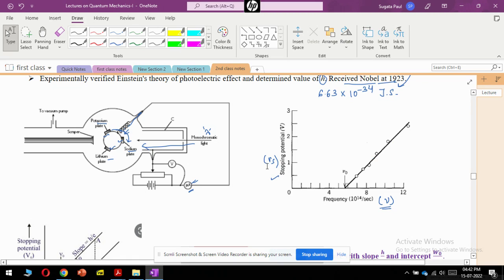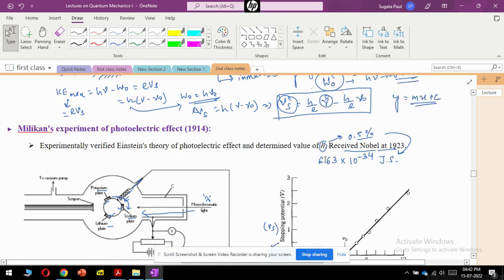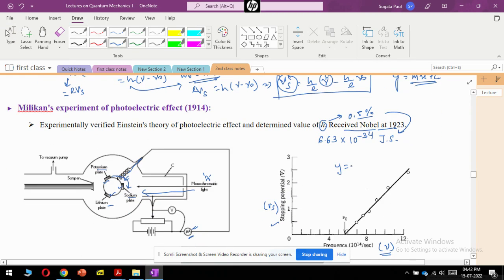This kind of relation we have seen from Einstein's theory right above here, that Vs equals h by e times nu. So this is the y equals mx plus c kind of straight line equation, because y versus x becomes a straight line with m equal to the slope and c equal to the intercept, that is, the point where it cuts the y-axis. In this case, the slope follows the Einstein equation, equal to h by e. So this is the slope m. If we draw a tangent over here, this gives us the slope of this straight line. This helped Millikan calculate the slope of this line, and from there he got the value of Planck's constant h.